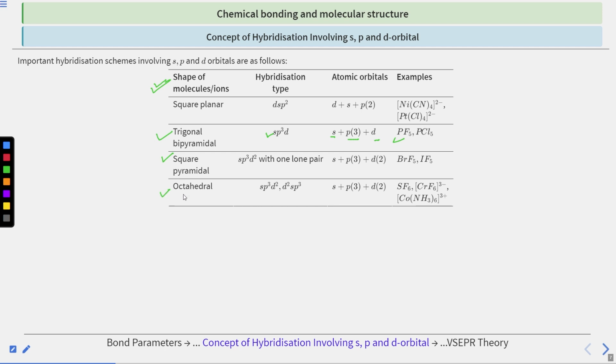And the last shape of the molecule is octahedral, whose hybridization type will be sp3d2 or d2sp3. Atomic orbitals are s plus 3 types of p orbital plus 2 types of d orbital. Examples are SF6, CrF6 3-, Co(NH3)6 3+. Okay, so these are the important hybridization types and their consecutive shapes of the molecules.